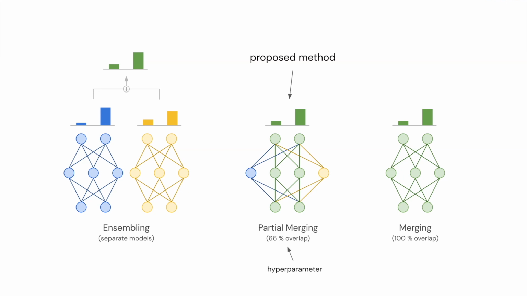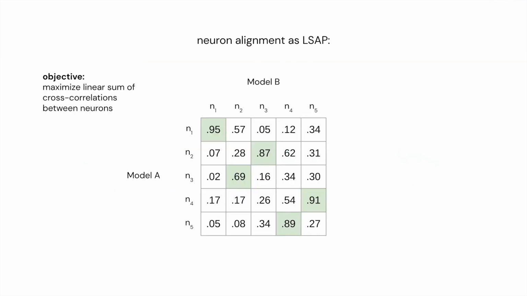So how are those alignments being done in the background? You have some neurons. Let's say you have a layer with 5 neurons in model A and model B, and you have cross correlations between them. What you do is you simply treat this as a linear sum assignment problem, and you try to maximize the cross correlations, because as a greedy matching, this would give you the best solution to combine them.